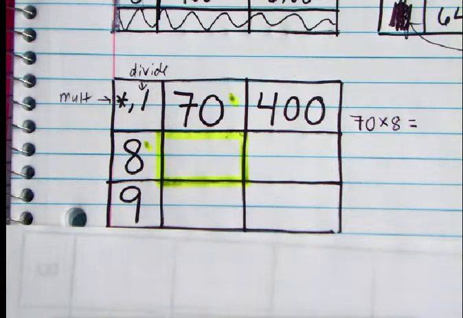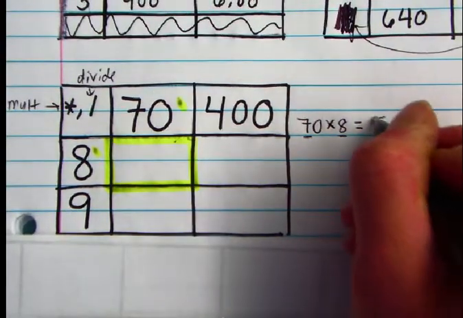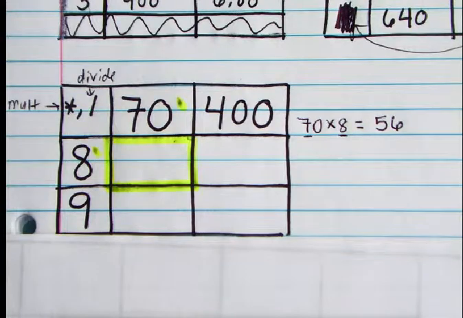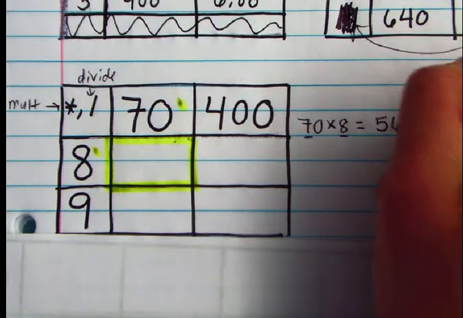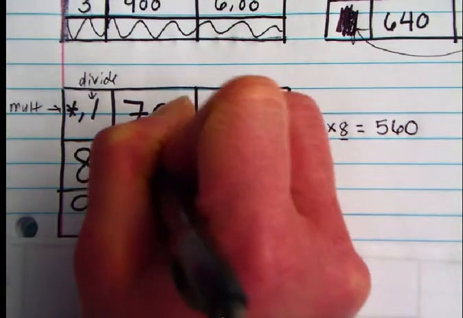I know my basic facts. Here, 7 times 8 is 56. So I have 8 times 7 is 56, and then I have a 0 to throw on the end. So it's like saying I have 70 8s, excuse me. So our first answer is 560.